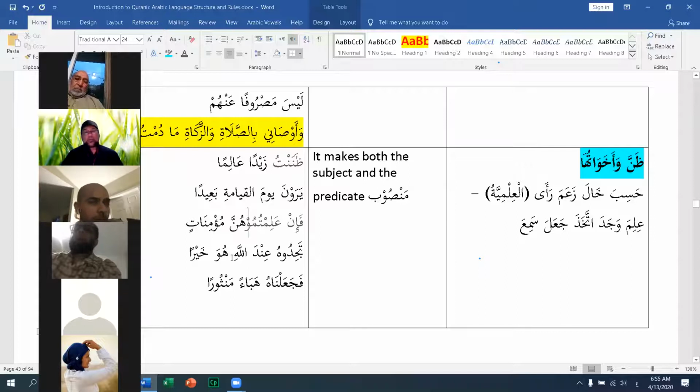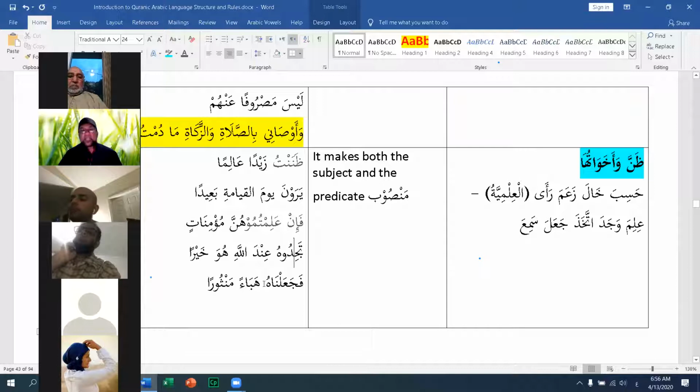تَجِدُوهُ عِنْدَ اللَّهِ هُوَ خَيْرًا. That's another example. Kind of complex. فَجَعَلْنَاهُ هَبَاءً مَنْثُورًا. You will find it with Allah that it is better. This is talking about when you give sadaqah. فَجَعَلْنَاهُ هَبَاءً مَنْثُورًا. And we made it haba.